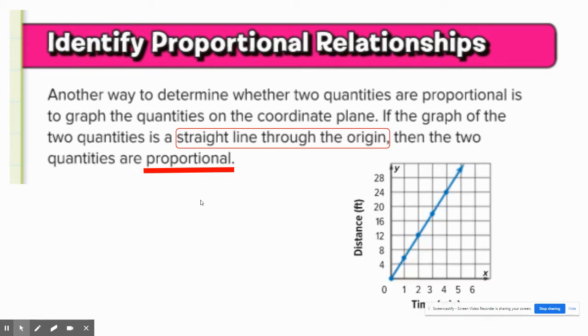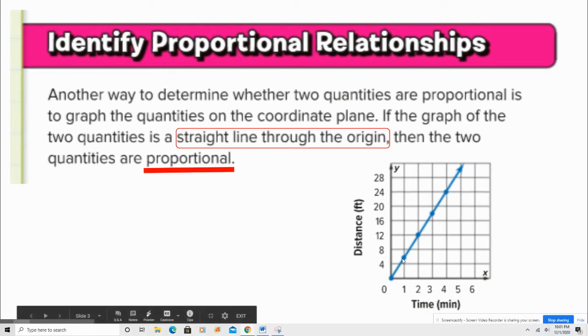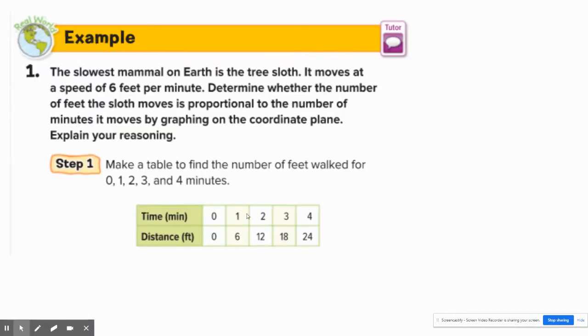And we looked at ways before we took a break. This is a picture of what it's talking about. If it's a straight line and it goes through the origin, then these points on here are proportional to one another. What's proportional mean? It means that we use a table, and we said that time to distance is proportional. For every minute of time, the distance goes up 6 feet. Another minute, 6 feet. Another minute, 6 feet. That's proportional. And we use cross multiplying to prove that.